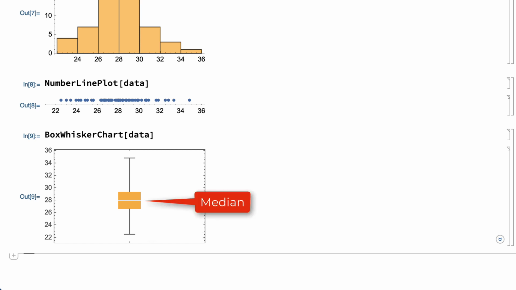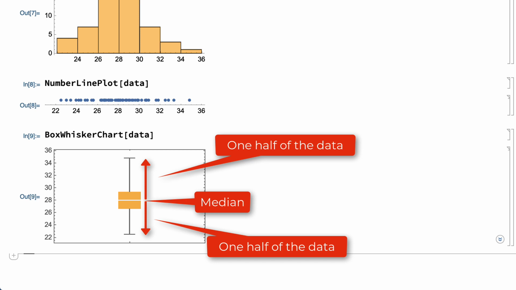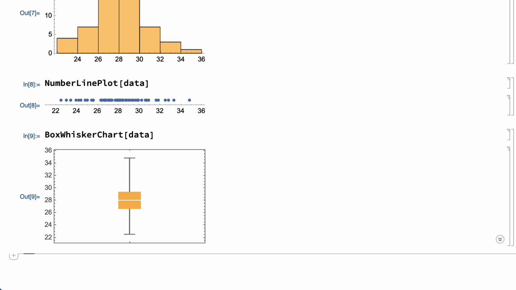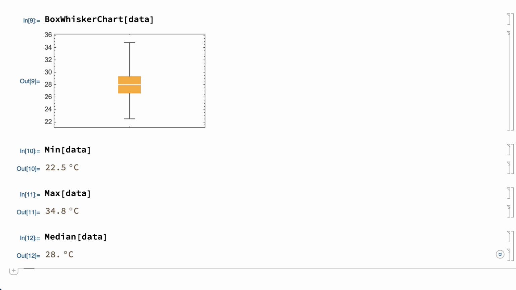The line near the middle of the box is called the median. The median is the temperature for which half of the temperatures are above the median and half of the temperatures are below the median. Depending on what is needed, however, it is often reasonable to summarize the data with just a few numbers, such as the minimum, the maximum, and the median. The next few sections explore in more detail these and other ways of summarizing data.